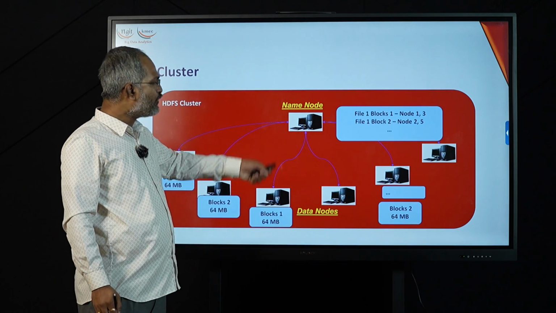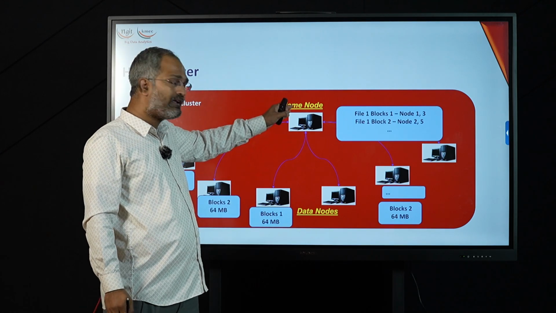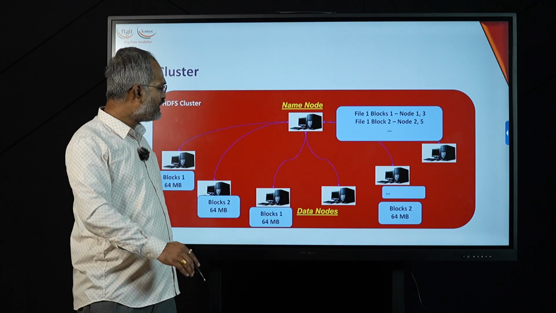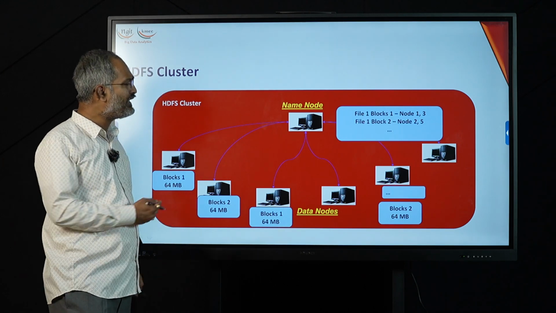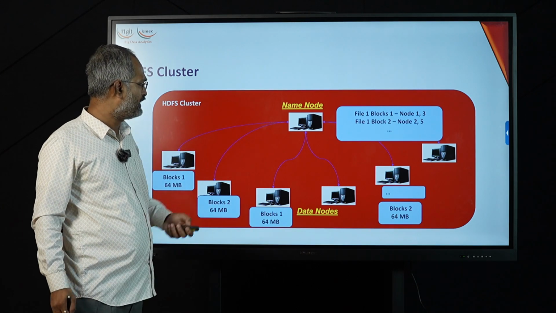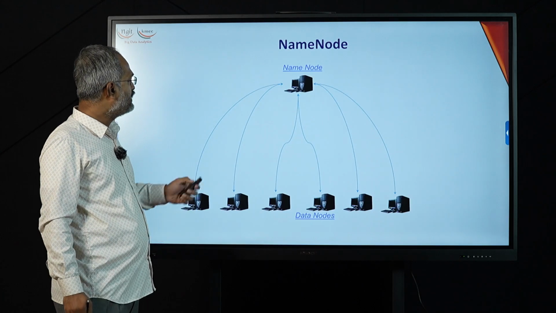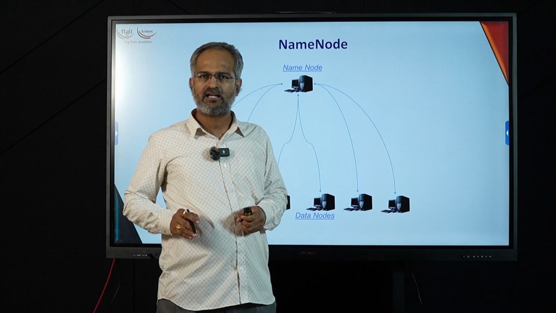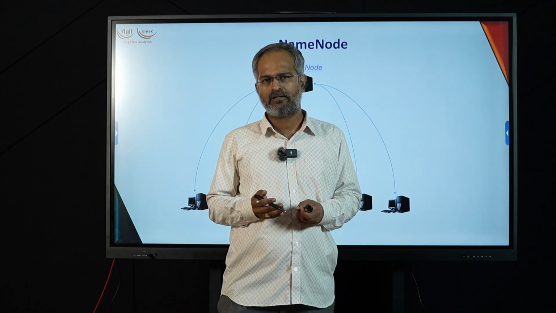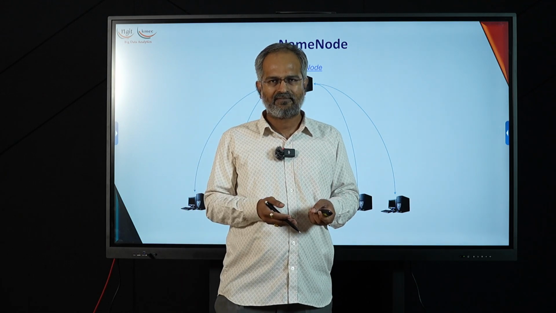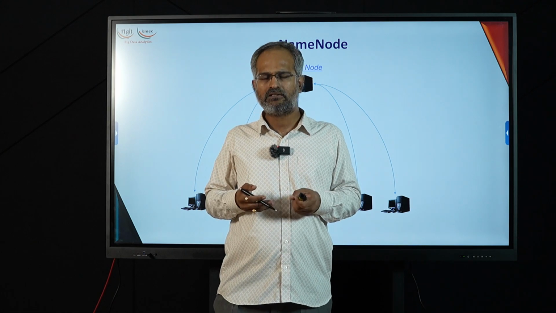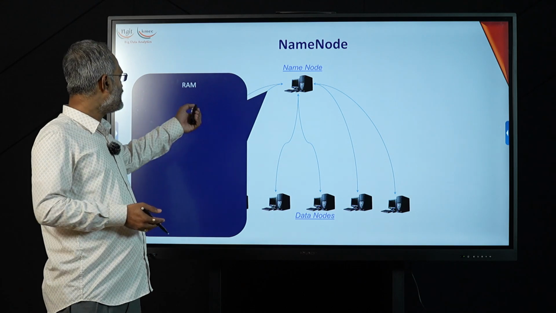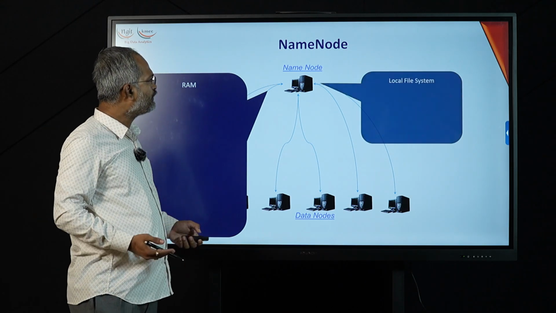So now we have to discuss what the name node is in detail and what the data nodes are in detail. Let us start with the name node. The name node is also a machine. All machines have their own environment, operating system, local file system and local RAM. All these are available. Here the name node has the RAM and also the local file system.